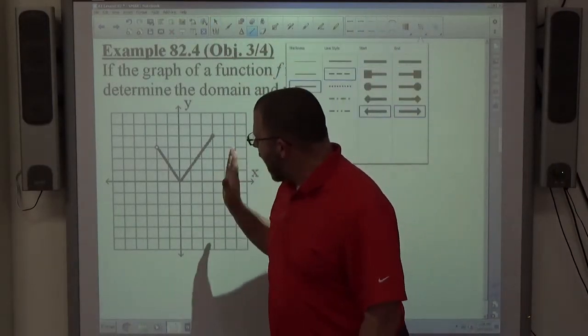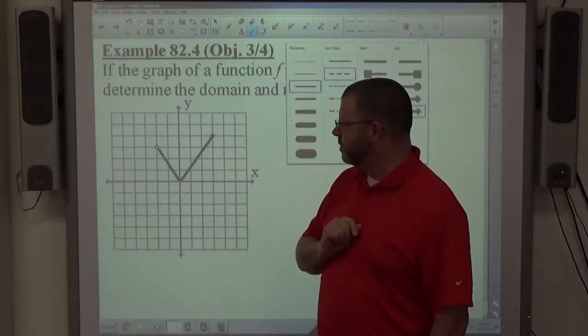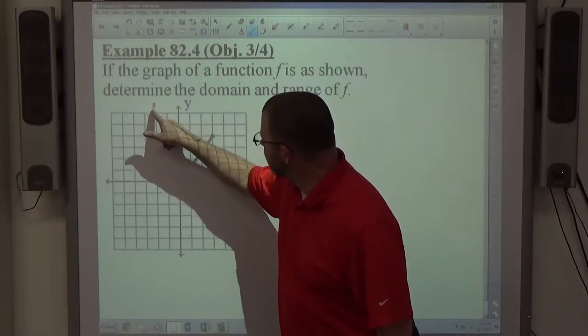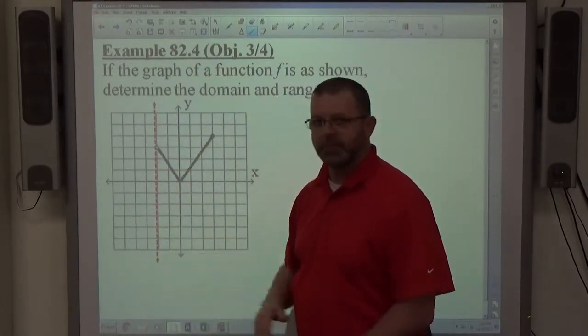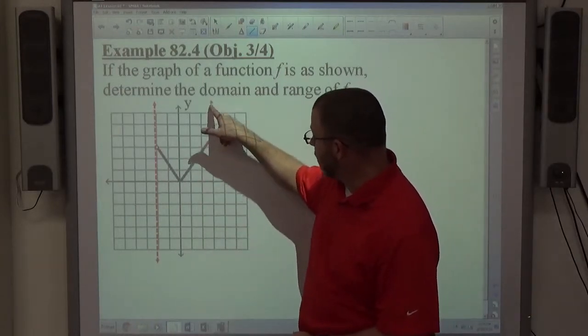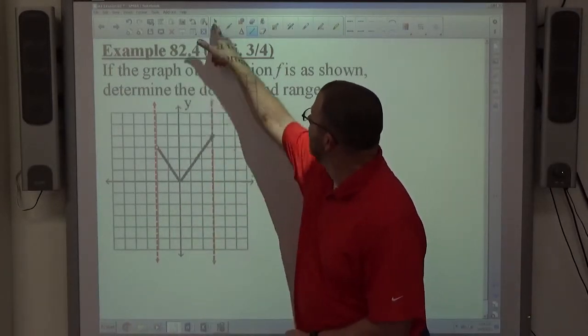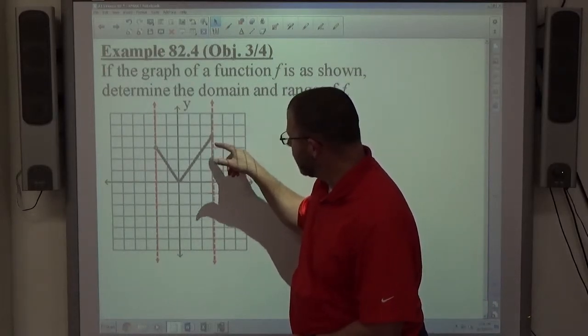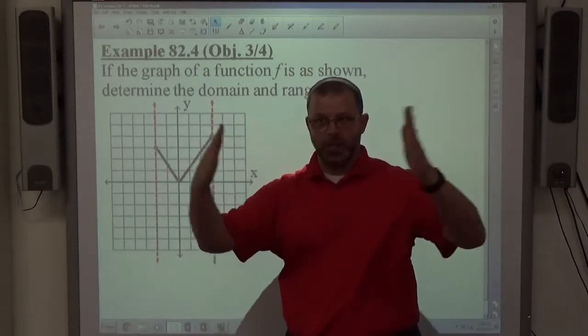Okay, how far left does this thing go? Negative 2. So right here, this is the leftmost boundary of this graph, right? And how far right does it go? Positive 3, right? That's the rightmost boundary of the graph. All right, can we all see that? Can we all see that that's where the graph lives horizontally, right?